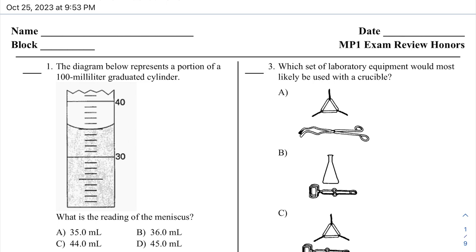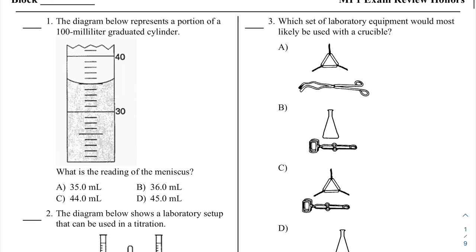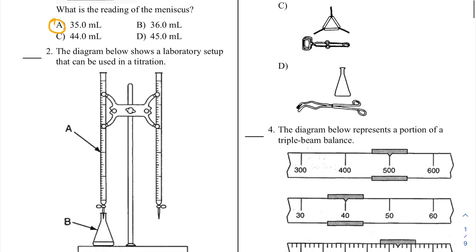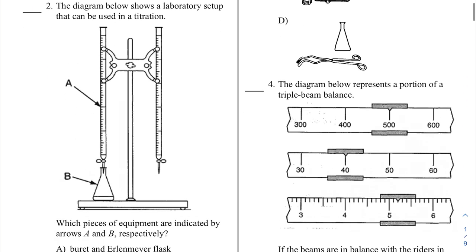Number one, the diagram below represents a portion of a 100 milliliter graduated cylinder. What is the reading of the meniscus? The meniscus is that curvature of the liquid. So it looks like each of these is 1 milliliter, so we're right in the middle at 35.0 milliliters.